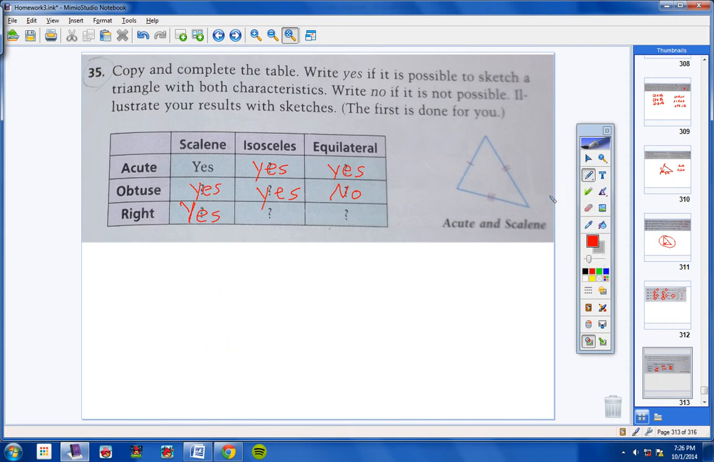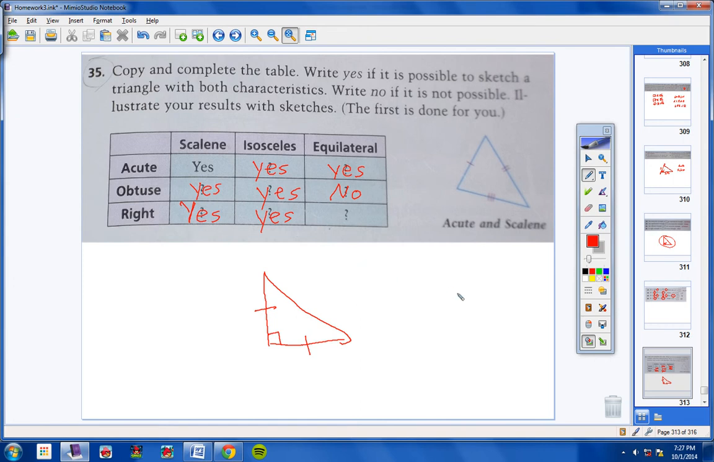Now, is it possible to have an isosceles right triangle? Well, definitely. Draw this 2 inches and then draw this 2 inches there, and we have a right triangle, but yet this leg here and this leg here are congruent. This is also isosceles. So I have a right triangle and it's isosceles both. So yes, definitely. Now, can you draw a right equilateral?